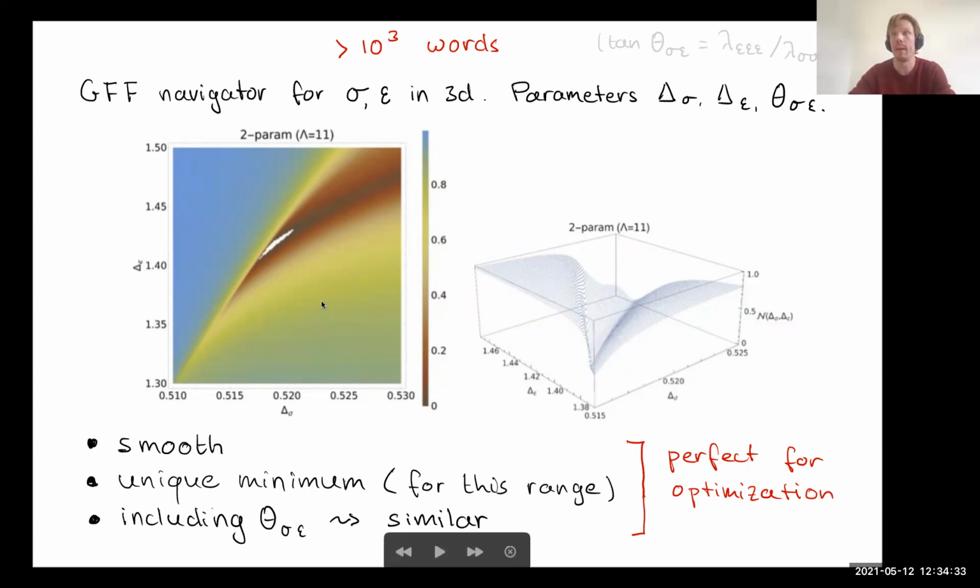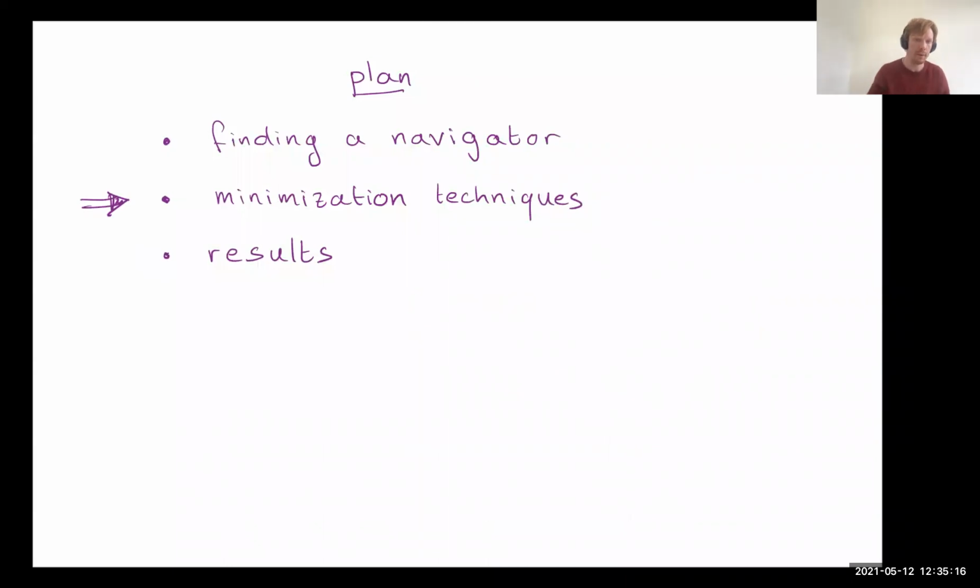Now, I must say this is just one plot, and you can slice and dice this 3-parameter space in different ways. So you can fix delta sigma and have a delta epsilon theta sigma epsilon plot, or do all kinds of 2-dimensional cross sections. And in all cases, we find something that looks, roughly speaking, equally nice. So there's a unique minimum. You find plots that have exactly the same qualitative features. It's smooth. And so on, and we don't foresee any problems with the optimization algorithm. So that's our proposal. We have a navigator now, so we need to start minimizing it.